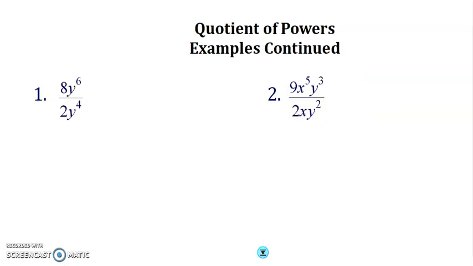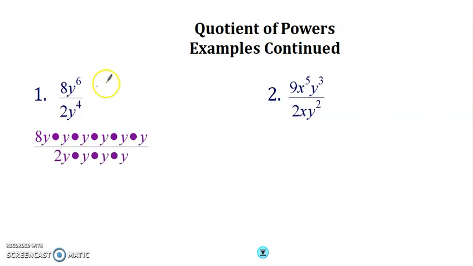All right, let's take a look at 2 more complex problems. Here in example 1, we have 8y to the 6th over 2y to the 4th. So if we write those out, that's really just 8 times and then 6 y's on the top. And in the denominator, we have 2 times and then 4 y's in the denominator. We're going to take a look at these coefficients, 8 and 2. Those we are going to do the usual 8 divided by 2, which will give me 4.